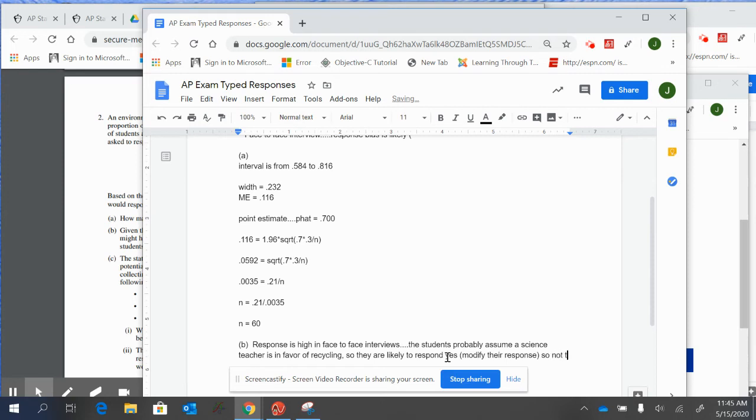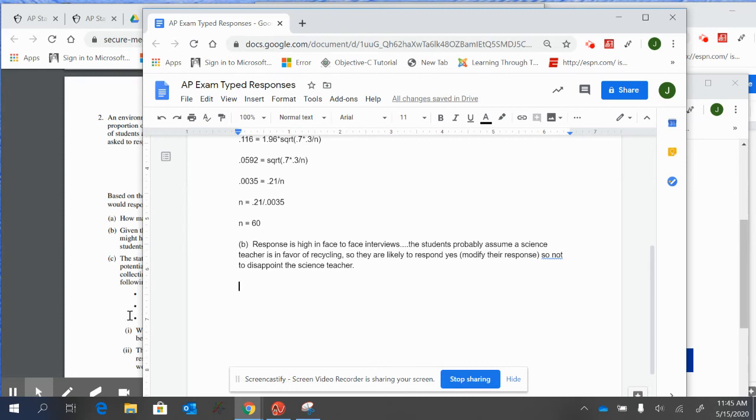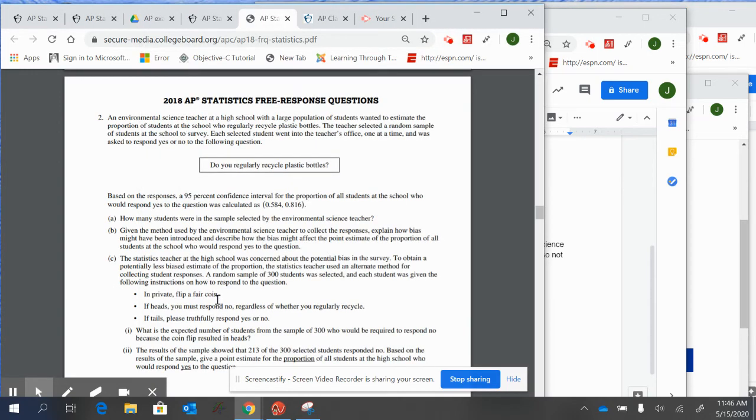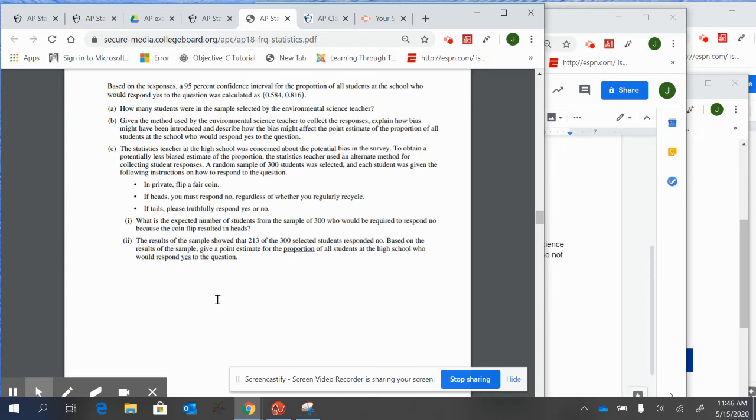So not to disappoint the science teacher. That's basically what I would say on that. So then I would copy paste that. Response bias. Make sure you say response bias. That's the term from our course that we'd want to highlight. So modify the response: not to disappoint the science teacher or gain favor with the science teacher, something like that. All right, let's keep going because we're probably running out of time here.